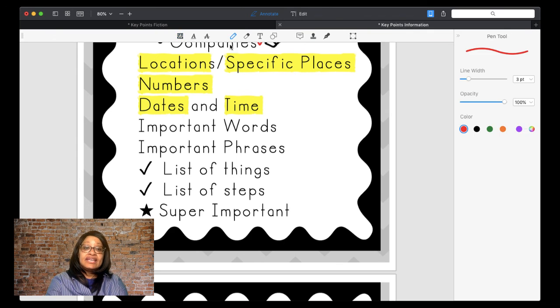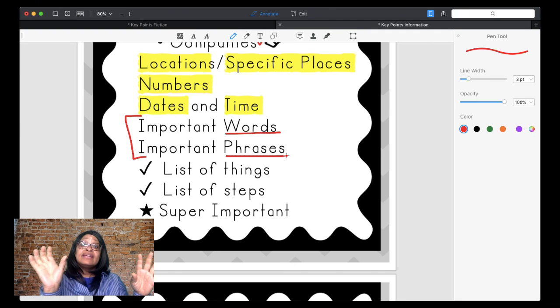And like in reading fiction, we want the students to do analysis. So let's pull out important words. Let's pull out important phrases. Sometimes we can tell important words by how the author may provide us with that word. For example, the author may give us a word and then put a comma and tell us what that word means. So that would indicate that that is important.